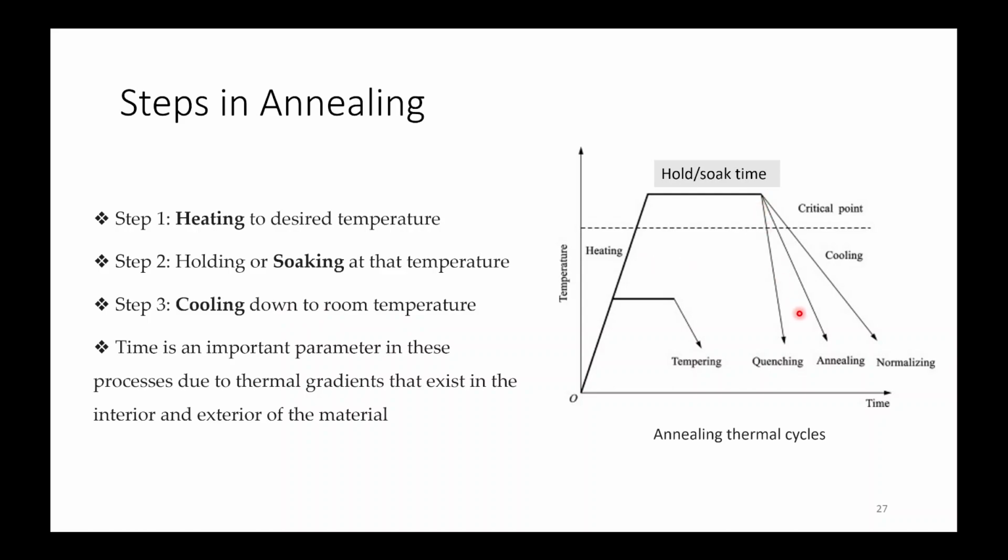Now this cooling can be with different cooling rates. If it is a very high cooling rate, then it will be quenching. Below that it will be normalizing, then it will be annealing. This plot is not plotted correctly. The time is an important parameter in these processes due to thermal gradients that exist in the interior and exterior of the material.